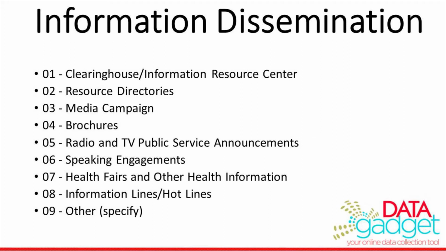These numbers 1 through 9 are listed on SmartTrack, and if you enter your event as information dissemination, you would have to choose between one of these 9 resources.